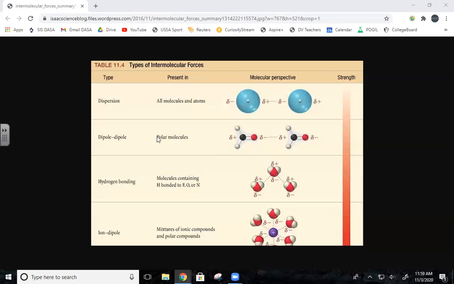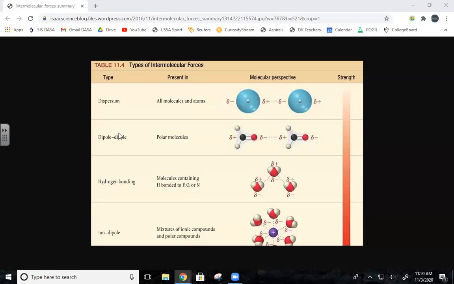So these are polar molecules. Dipole dipole only happens in polar molecules because the positive end of one molecule is attracted to the negative end of the other molecule. So what's a dipole? A dipole is something that has two poles, the positive pole and the negative pole. So dipole dipole means the attraction between two polar molecules.